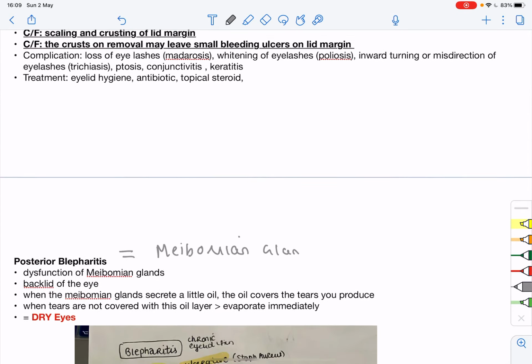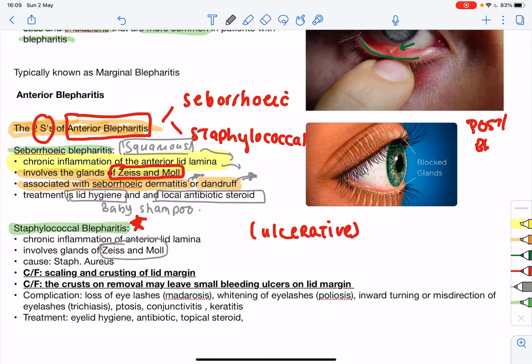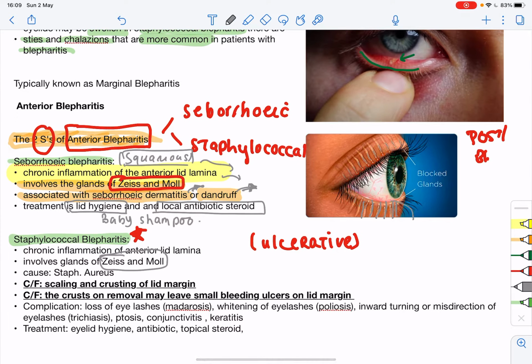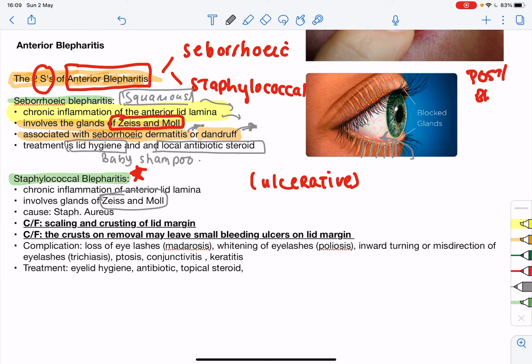Why is that true? Well, because of the arrangement of the meibomian glands, they're kind of coming in, and then you would have to retract the lid that way, so it would be the posterior aspect of the lid. Whereas Zeiss and Moll will always be involved in anterior blepharitis.